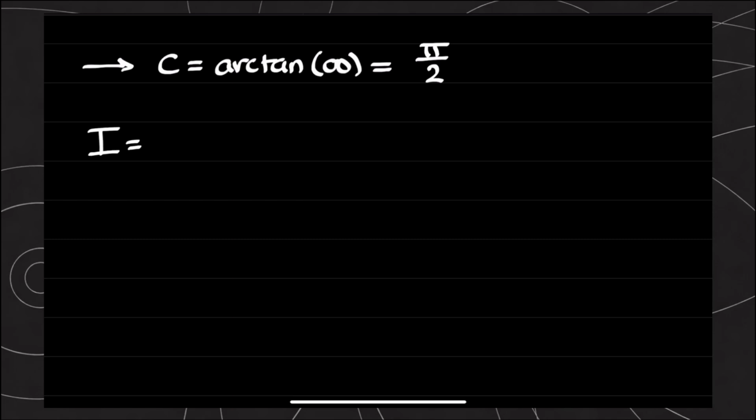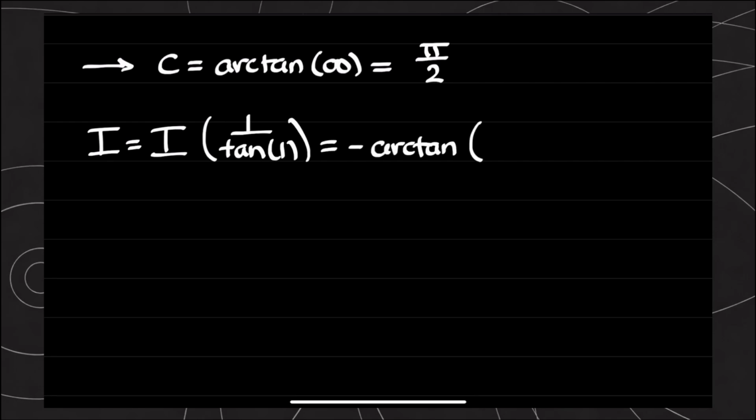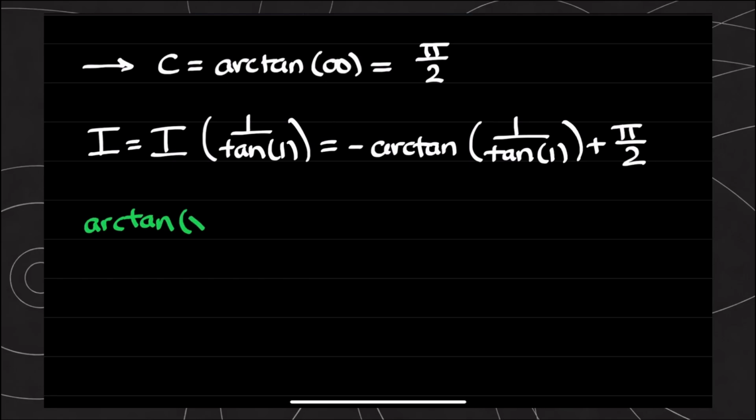We can plug this back into our expression for I, which is equal to I evaluated at 1 over tangent of 1, and that was simply equal to negative arctangent of 1 over tangent of 1, plus our constant of integration, which we just solved to be pi over 2. Let's simplify this. Now I'm going to introduce the following arctangent identity. It states that arctangent of some input plus arctangent of the reciprocal of that input is simply equal to pi over 2. Now let's prove where this comes from before we apply it to solve for arctangent of 1 over tangent of 1.